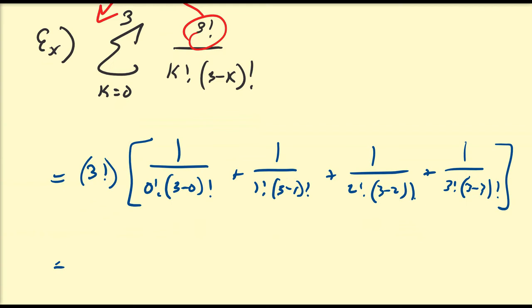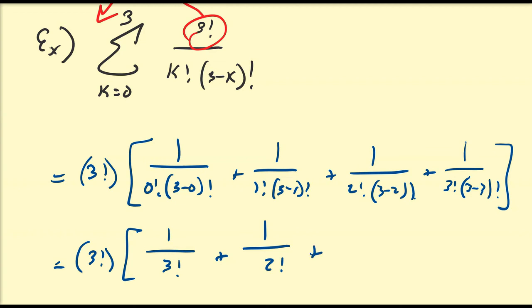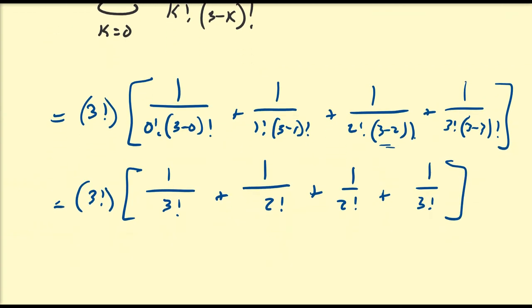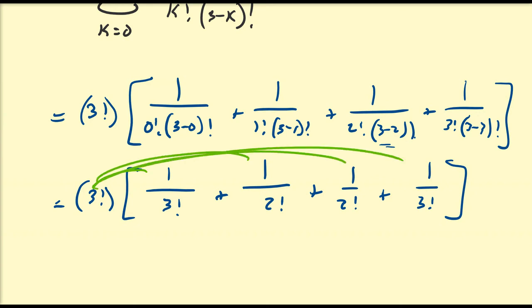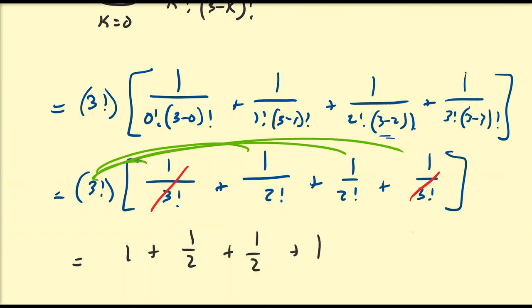So we have 3 factorial there. We have 1 divided by 0 factorial, which is 1, and 3 minus 0 is 3 factorial, plus 1 divided by 1 factorial, and 3 minus 1 is 2, so 2 factorial. And then we have 3 factorial on the bottom of that. Then I can distribute my 3 factorial backwards, and that's going to cancel with that, leaving just 1 and 1. So this is going to be equal to 1 plus 1 half plus 1 half plus 1.